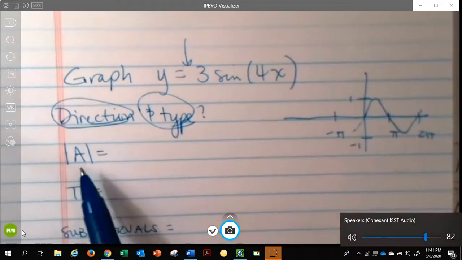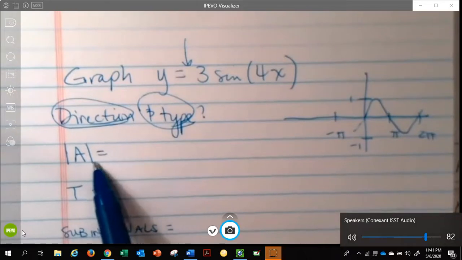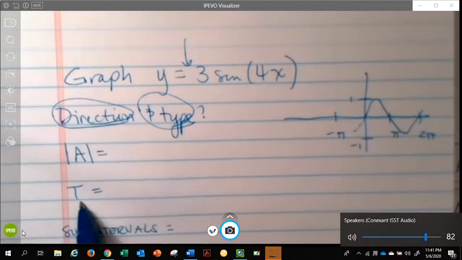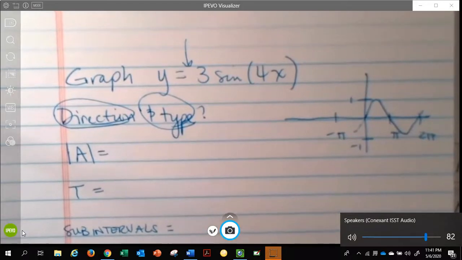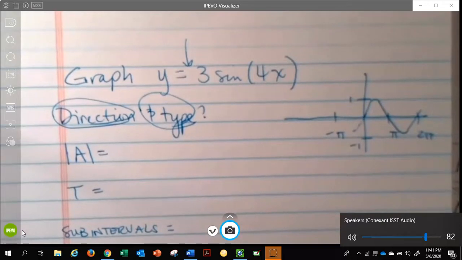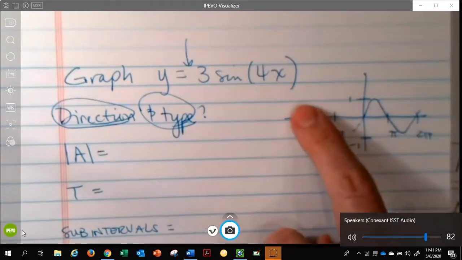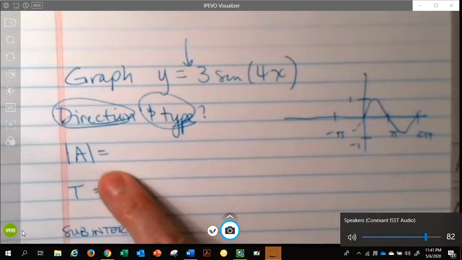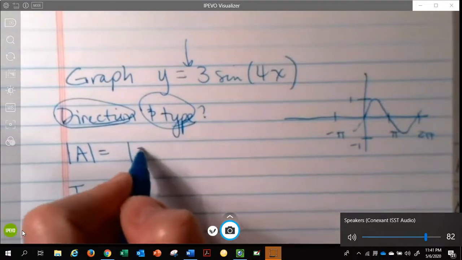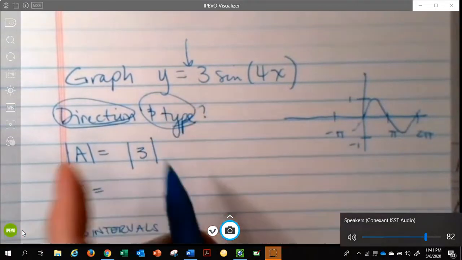And then on the test, I will ask you, what is the amplitude? What is the period? But I'm also going to ask you, what are the subintervals? And I know what you've been seeing where you have the 5 key points. That's also going to be required on the test, to do 5 key points and show at least 2 complete cycles.